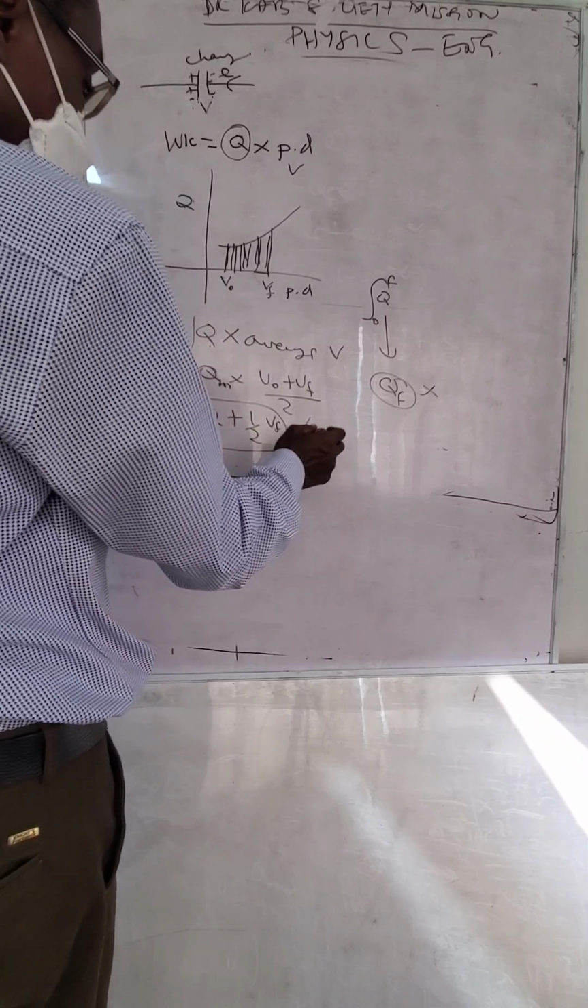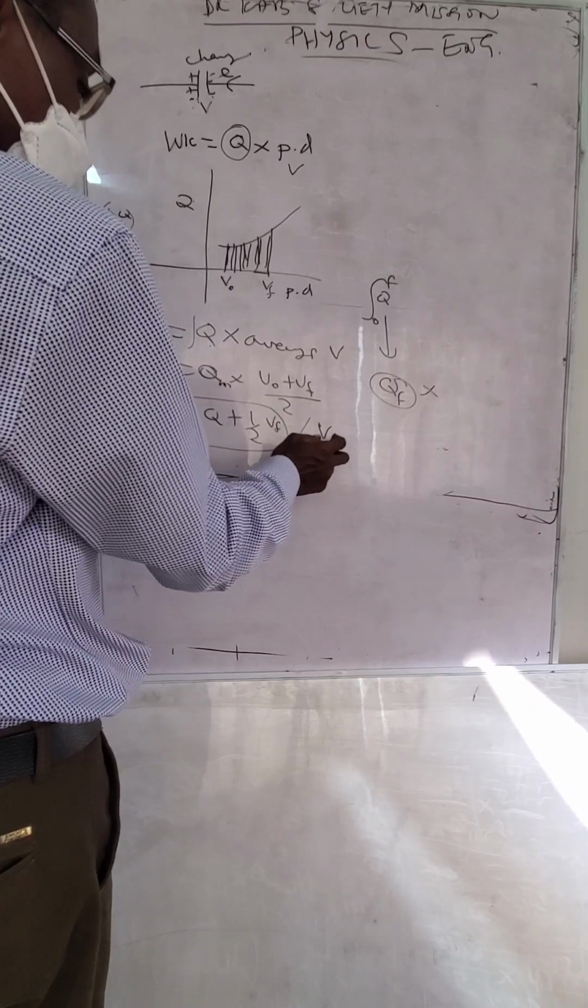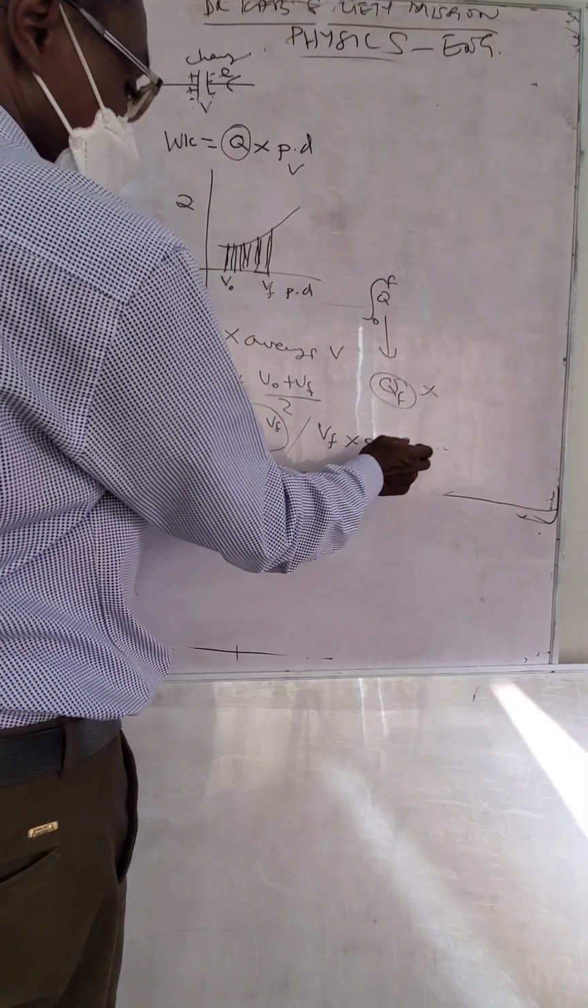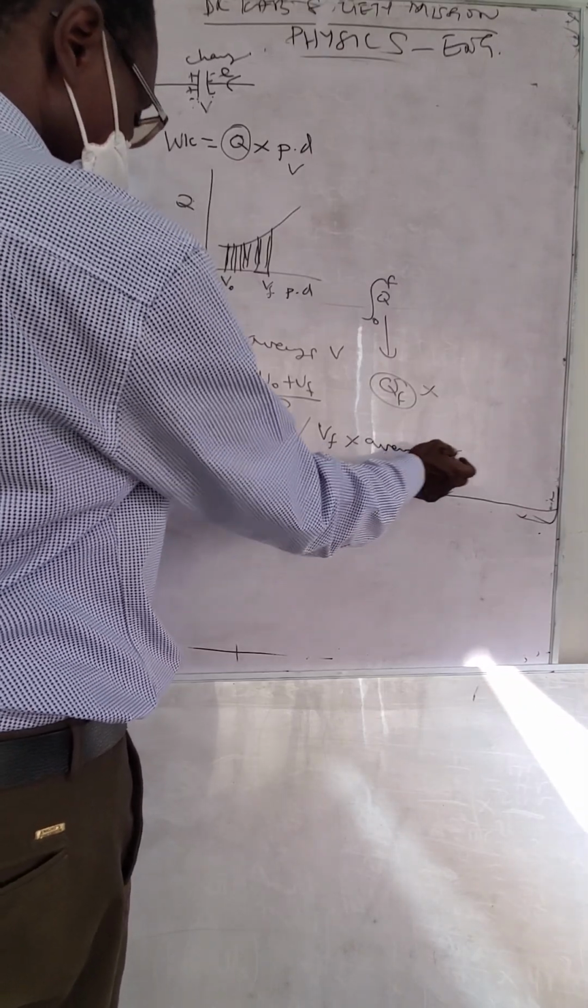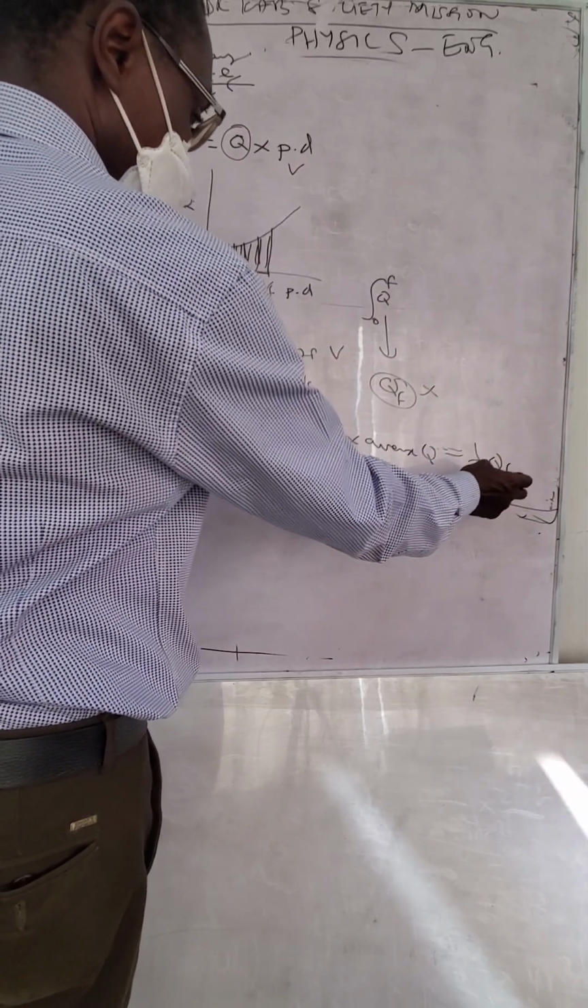Somebody can also look at it this way: the maximum voltage I have, times my average charge. It comes back to the same. You see it. So you get half Q final.